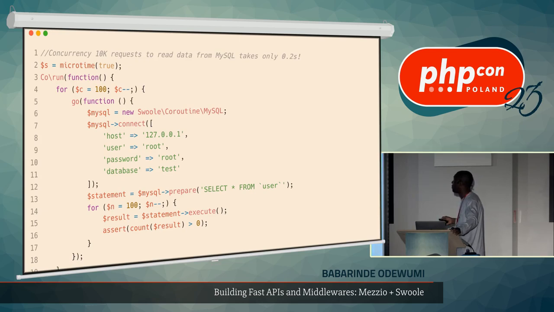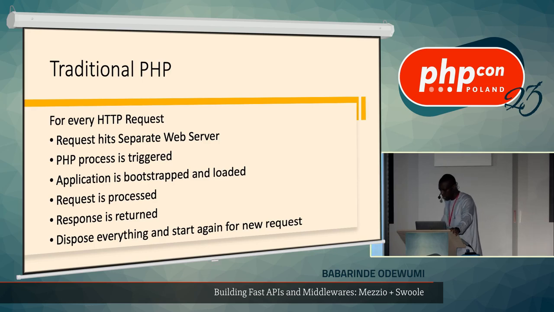You can run over 10,000 requests to read data from MySQL, and it will only take about 0.2 seconds. So you have this concurrency wired in, and you can run this. Please take time to run tests around this, for those of you who have not gone through it. This is really, really mind-blowing. Okay, so these are just examples. Let's get into Swoole itself.